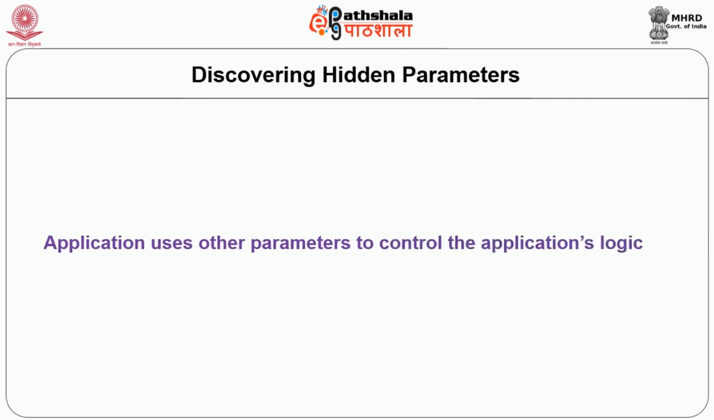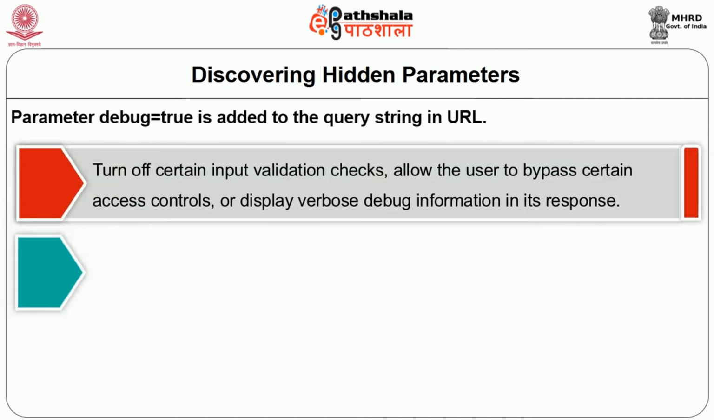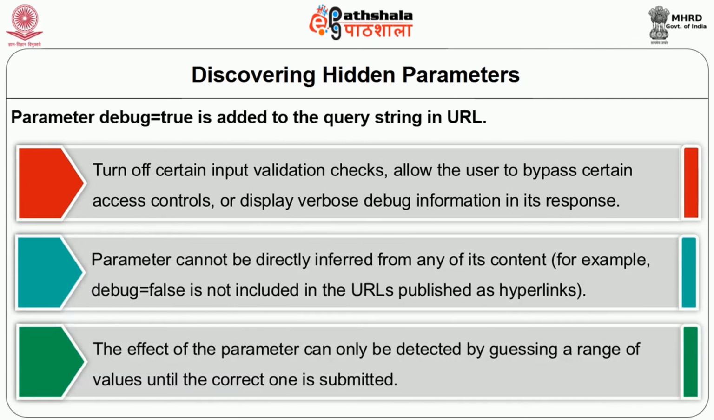We have seen a situation where an application uses request parameters to specify which function should be performed. There is a slight variation in which other parameters are used to control the application's logic in a very significant way. Working with an application, it may behave differently if the parameter debug is set to true. If debug equal to true is added to the URL, it may start in debugging mode. It may turn off certain input validation. It may allow the user to bypass certain access controls. It may display verbose debug information in its response.